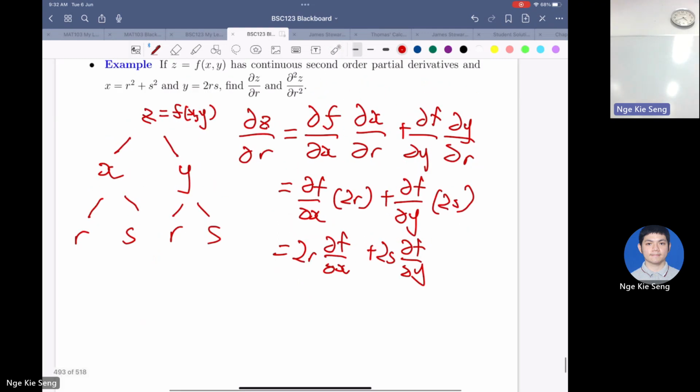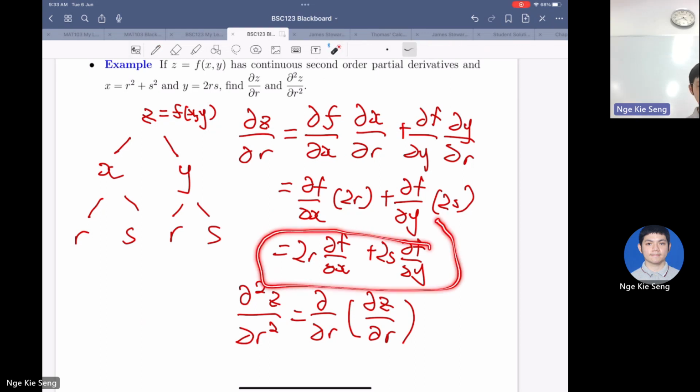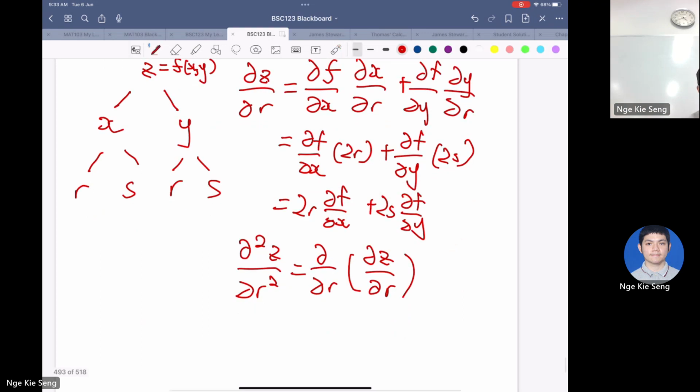Okay, so how about the second derivative? What's the tree you need to draw? Differentiate the del f over del y. Okay, so del z over del r, sorry. So this is del over del r of del z over del r. What you can do is you use this formula here. Differentiate this thing. So we differentiate 2r del f over del x plus 2x del f over del y.